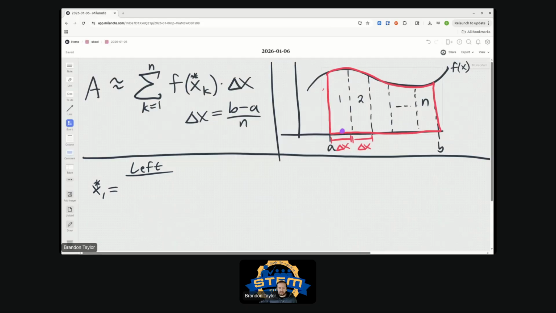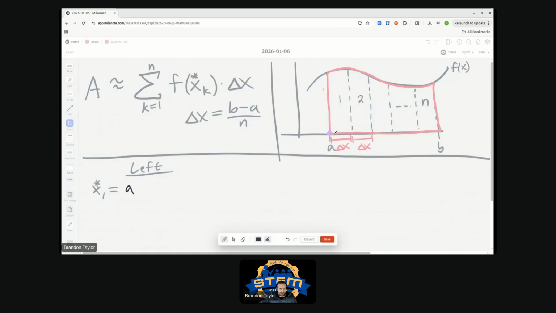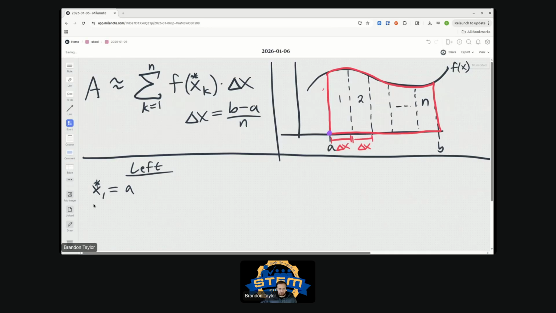But basically the left Riemann sum means that for every partition, you just choose the x value furthest to the left that is still in the partition. So what would that be in this case? Hopefully it's clear that it's just the a value. Whatever the a value is, that's the left point, right?